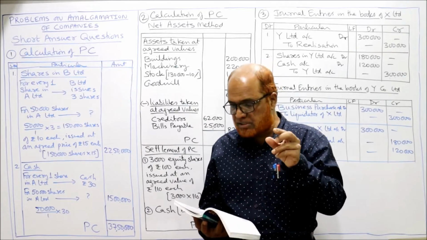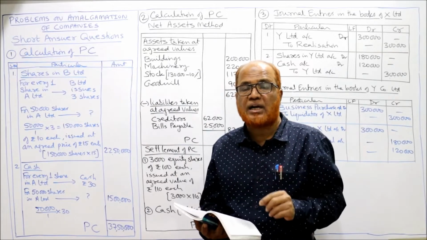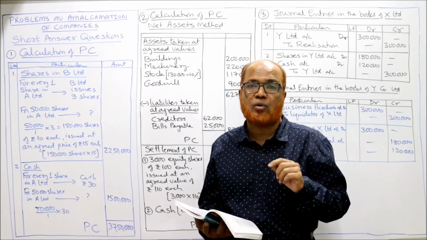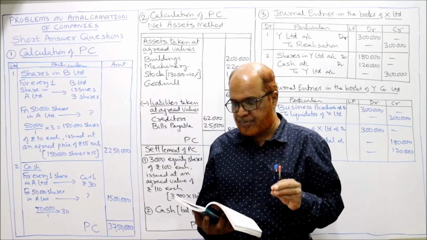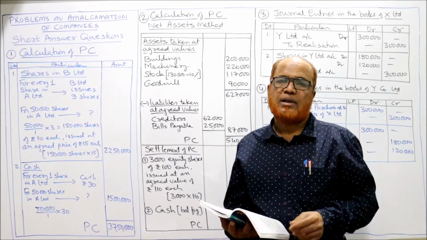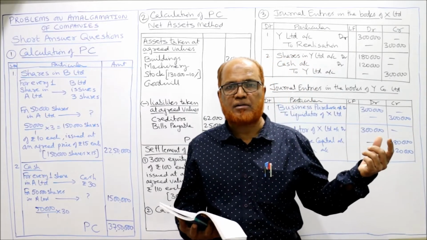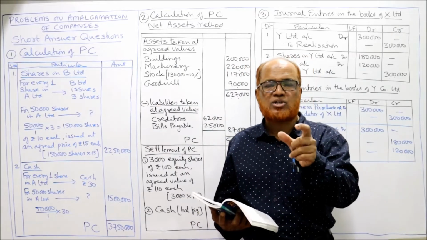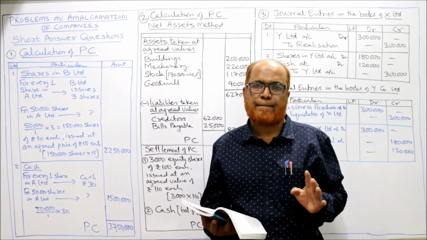3 shares of rupees 10 each, but issued at an agreed price of 15 rupees, 5 rupees premium. And payment of liquidation expenses 6,000. Liquidation expenses are also paid by B Limited. But just now I told you, this liquidation expense will not be a part of PC.